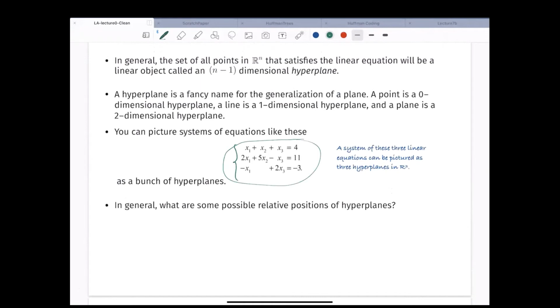What do these correspond to? Those correspond to 3 hyperplanes. You can imagine the 3 hyperplanes in space. Now, can I ask you one quick question? How many solutions?